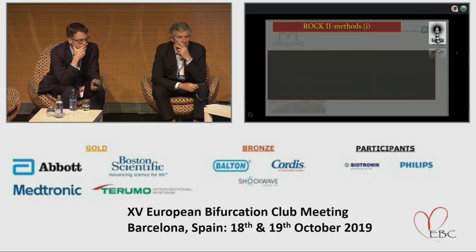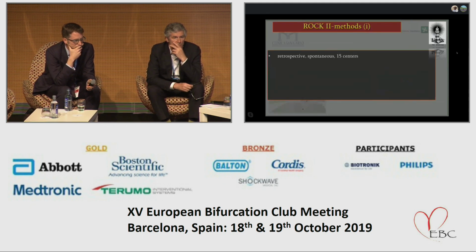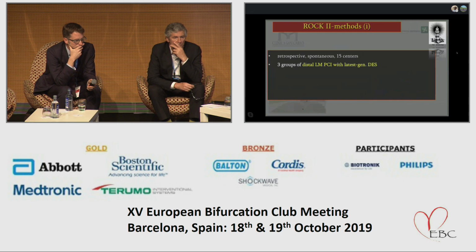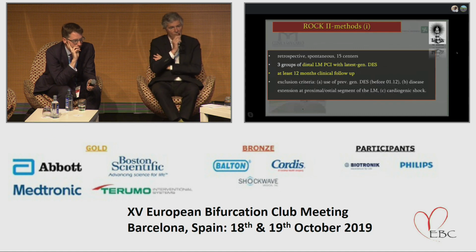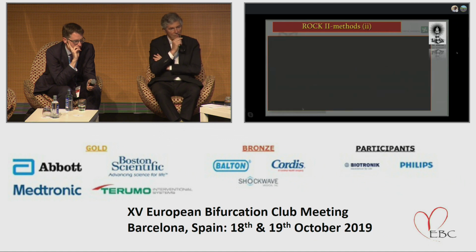And I'm going through very fast a ROC2 study, which has not been published yet, but presented this year during EuroPCR. This is a study with the clinical endpoints showing the adjuvants of intravascular imaging and OCT. We did 3 groups of distal left main PCI with DES, latest generation DES. All the patients should have had at least 12 months clinical follow-up. Primary endpoint of ROC2 is TLF.